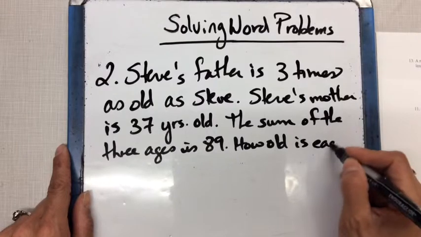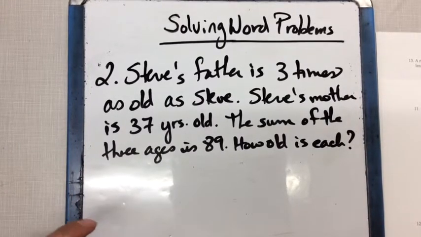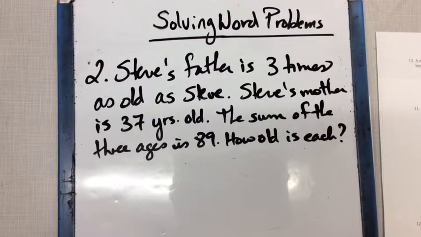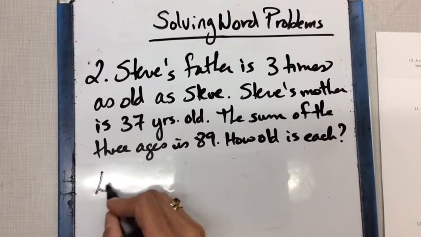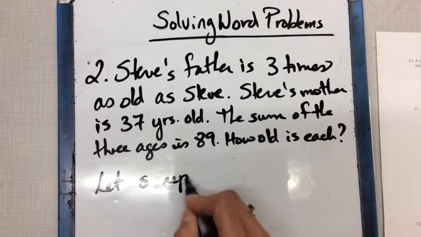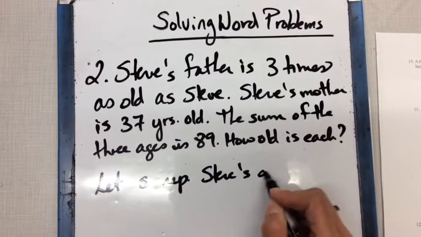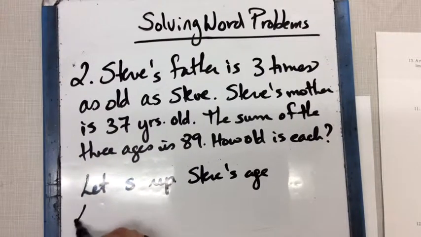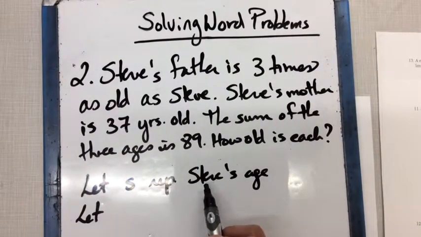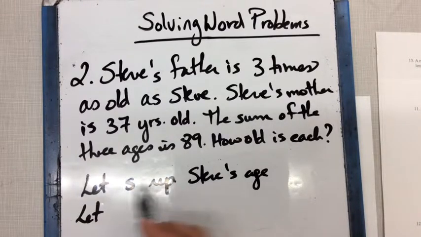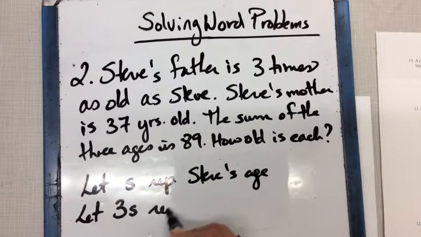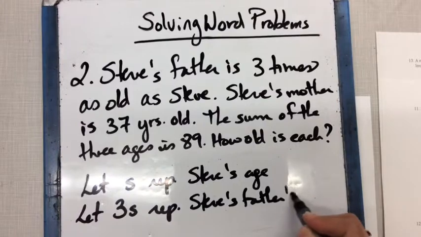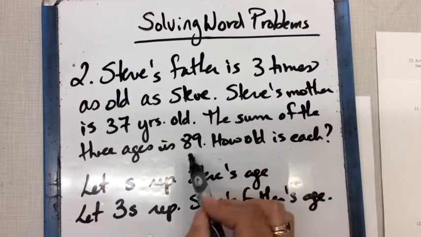Okay. Again, we want to set up our let statements. We want to know who's getting the variable. And really, this one is straightforward. The youngest should be Steve. So, let S represent Steve's age. Steve's father is 3 times. So that means what? We are multiplying Steve's age by 3 to get his father's age. So that would be 3S represents Steve's father's age. And the mother we know is 37.